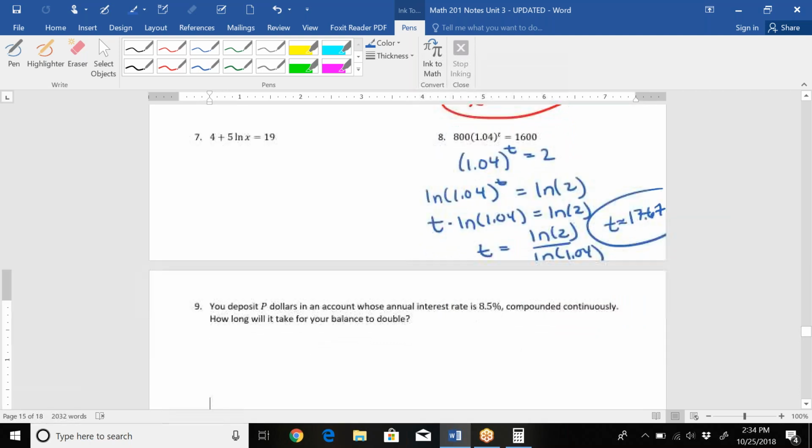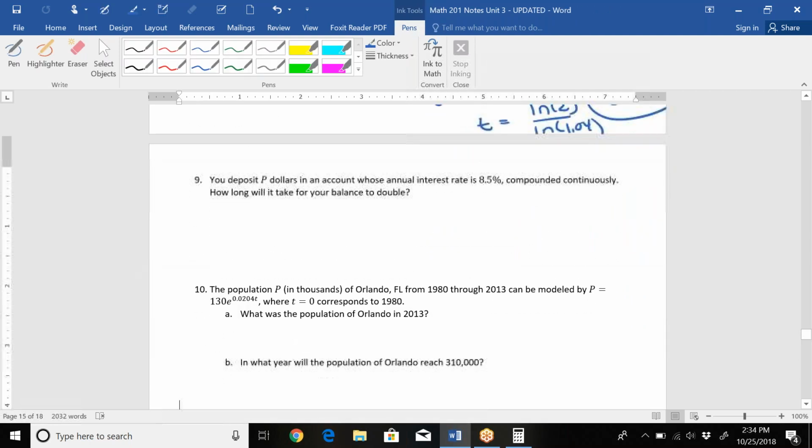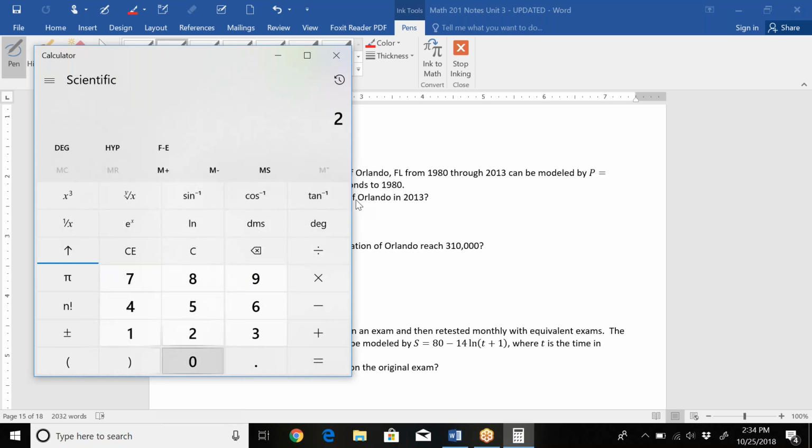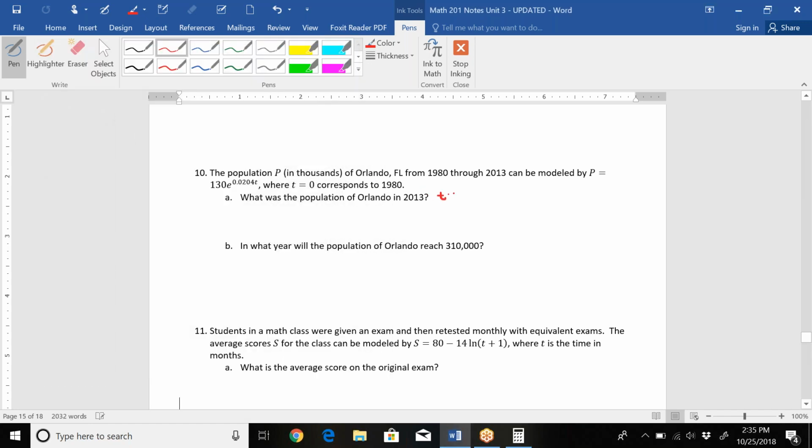Okay, so those are those. And then we did 9 in class, and I said I was going to do 10 on the video. So let's look through that one. It says the population P in thousands of Orlando, Florida from 1980 to 2013 can be modeled by the formula P equals 130e to the 0.0204t, where t corresponds to the year 1980. So if 1980 is t equals 0, what would we do if we wanted to go to 2013? We need to subtract 1980 to find the number of years that have passed. That's 33 years. So this is 33 years in the future. So we're going to plug that in for our t. So this one's just plug and chug.